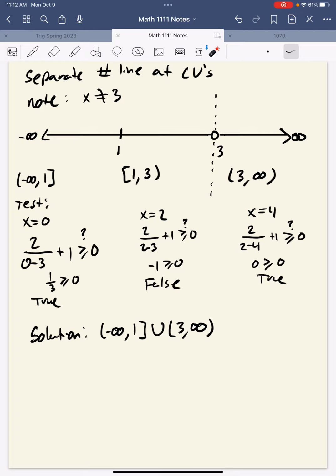When we plug in x equals 0 from this interval into the original, we get a true statement, which tells us that negative infinity to 1 is part of the solution. Bracket 1 to 3, parentheses, we tested x equals 2 in the original. We got a false statement, so this interval is not included in the solution. And then parentheses 3 to infinity, we tested x equals 4 in the original, got a true statement. So parentheses 3 to infinity is part of the solution set. So this interval and this interval are unioned together in the solution set.